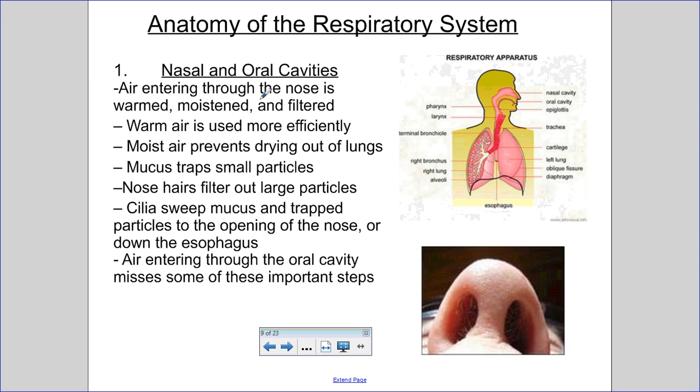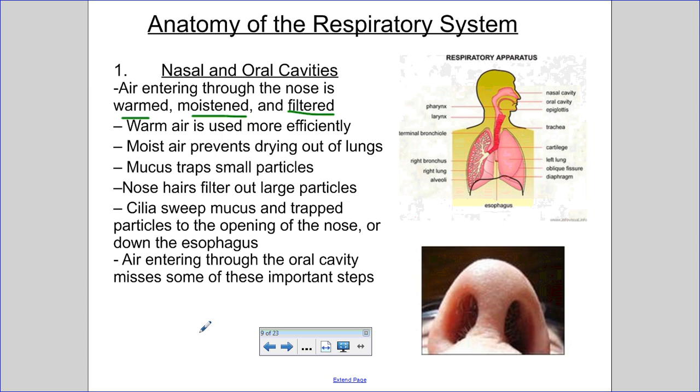So you have air entering through the nose, and that air is going to be warmed, moistened, and filtered. Warm air is used more efficiently, and the moist air helps prevent the lungs from drying out. And then there's mucus within the nose that will trap small particles, and there are nose hairs that will help filter out the large particles as well. There's cilia found within these nasal passages, and that cilia will sweep mucus and trapped particles to the opening of the nose or down the esophagus.